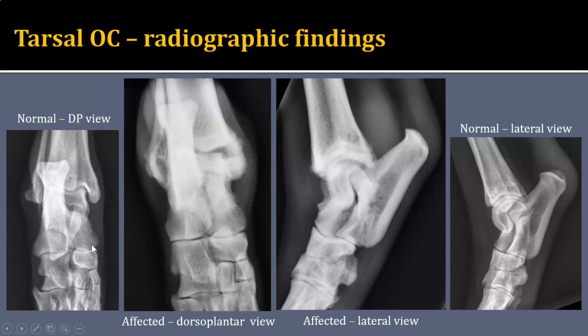Let's look at this normal patient just to see what the normal medial ridge of the trochlear looks like. So it has a nice smooth bump on it and a very small and uniform joint space. So it's really easy to see the difference on our affected patient compared to the normal patient, and then what the normal subchondral bone looks like.